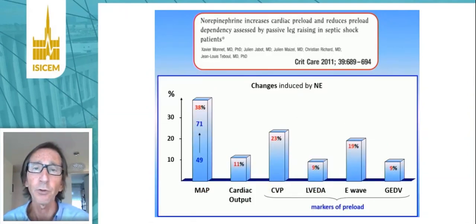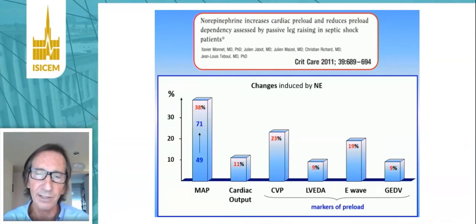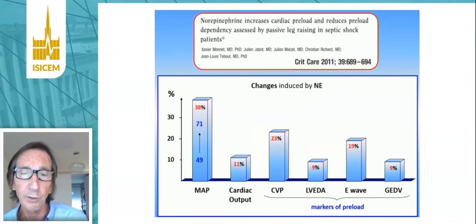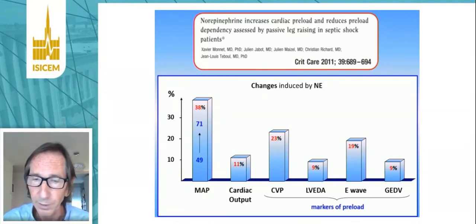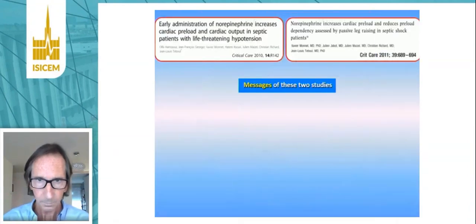With Xavier Monet and others in our institution, we also studied the effects of norepinephrine on hemodynamics in patients with very low MAP at baseline, only 49. And when we gave norepinephrine, MAP increased, but also cardiac index increased, and all the markers of preload, CVP, left ventricular end-diastolic area, global end-diastolic volume and stroke volume increased with norepinephrine. So again, we found that norepinephrine was able to increase preload and cardiac output.